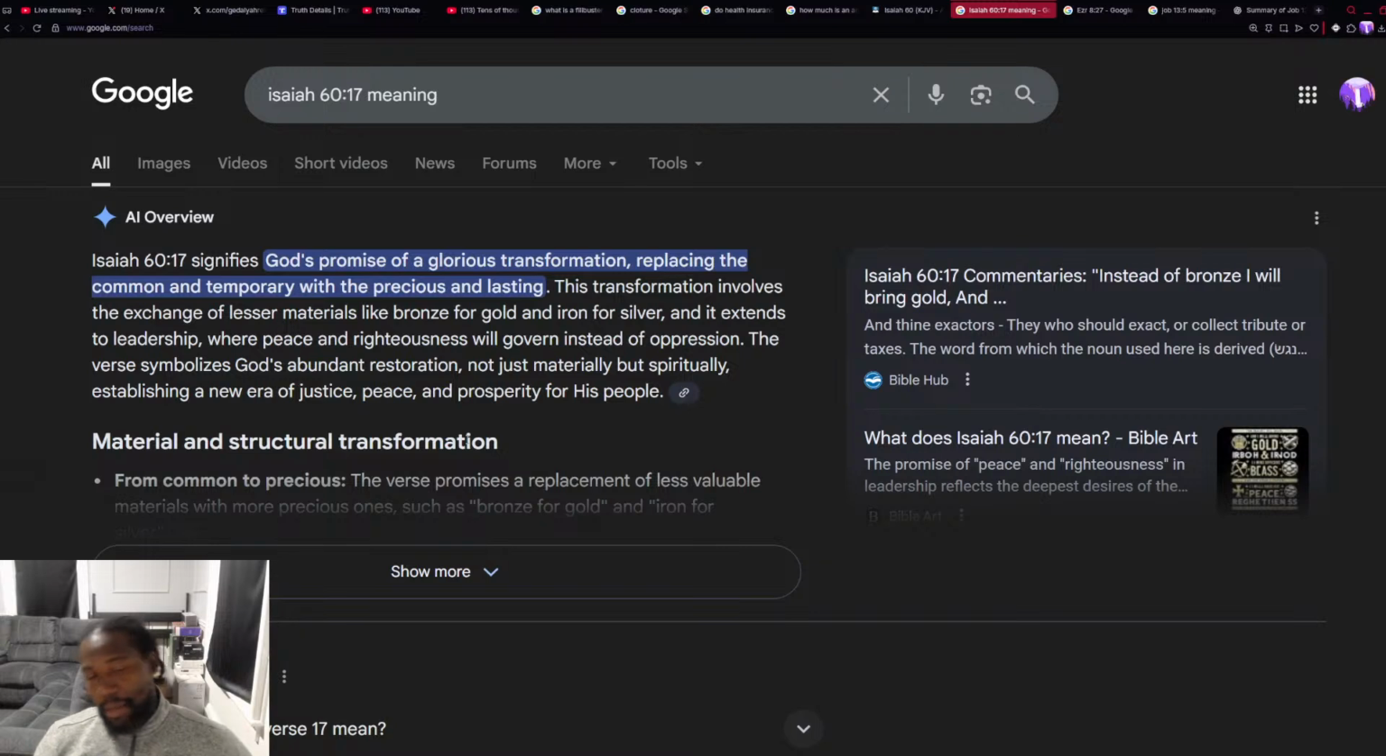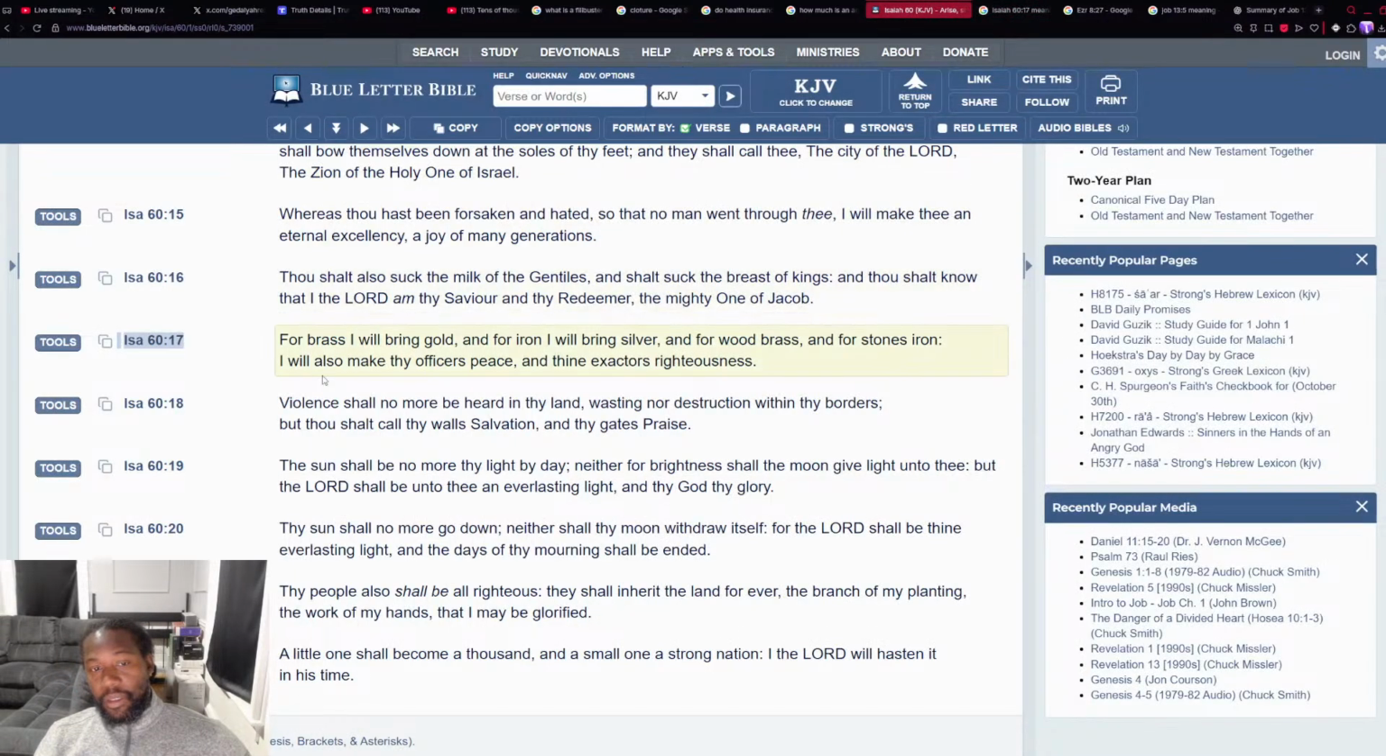I mean, the Lord's about to give us it all, man. For brass, I will bring gold. So we're going to have a lot of gold. And for iron, I will bring silver. And for wood, brass. And for stones, iron. So we're going to have so much, man. It don't even make any sense. And that's just natural. Natural copper looks so beautiful, man. It looks like gold.